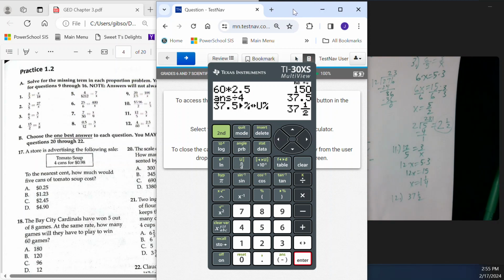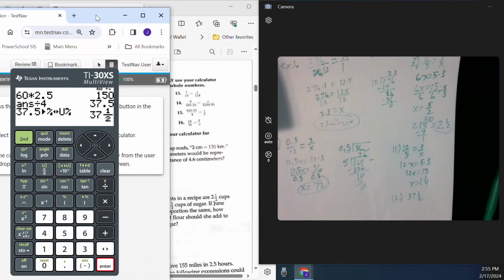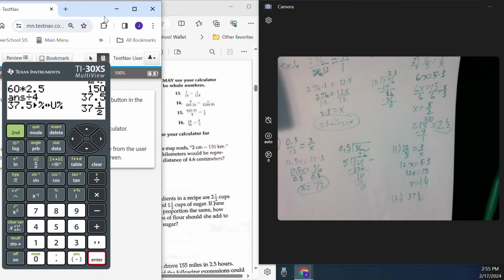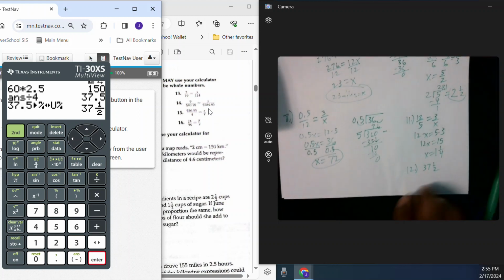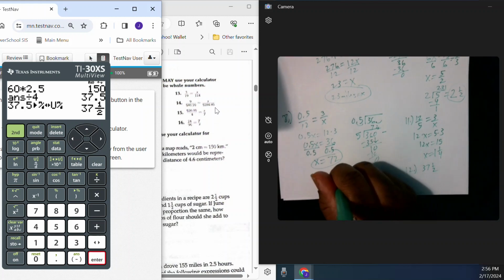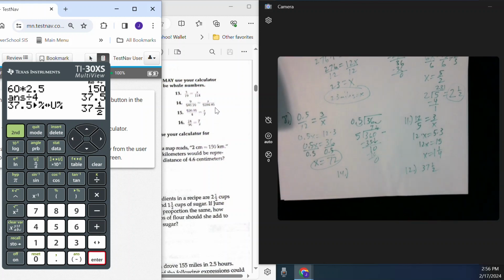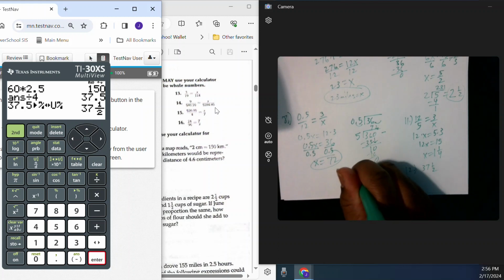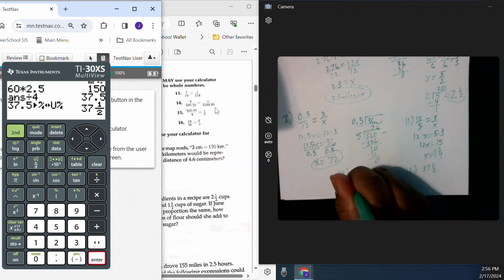Now, we're going to move on to a different problem. Let me pick out a harder one. Let me pick out 14. Now, 14 comes up a little blurry, but I'm going to write it down on my sheet of paper here. So for those of you that don't have your book readily available, I'll write this down here. So 14 is 9 over $80.10.